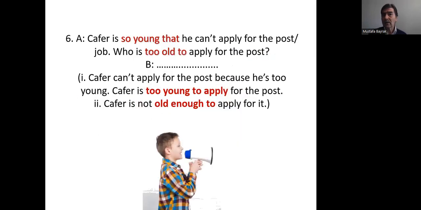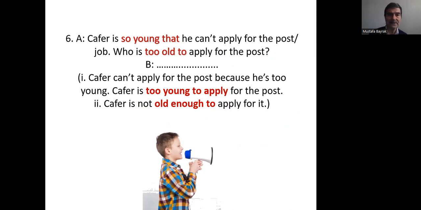Jafar is so young that he can't apply for the post or for the job. Who is too old to apply for the post? Jafar's grandfather is too old to apply for the post.